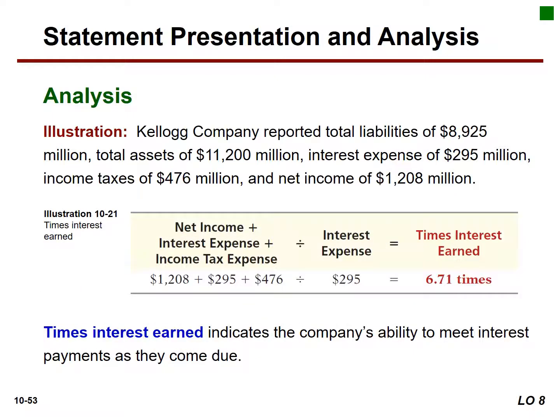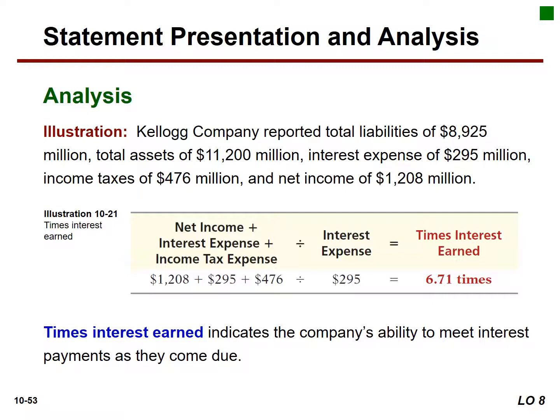This next solvency ratio, called times interest earned, gives us an indication of whether the company has the ability to meet its interest payments as they come due. And you can see the formula here. Net income plus interest expense plus income tax expense divided by interest expense gives us this times interest earned.